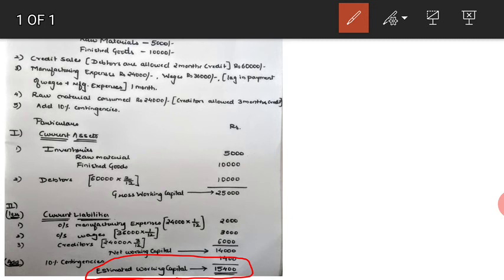In the next video, we're going to see the problem on working capital where cost sheet is mentioned. Thank you. Happy learning.